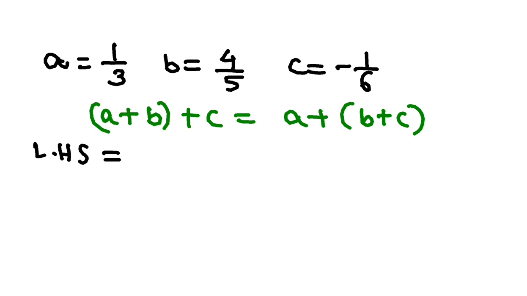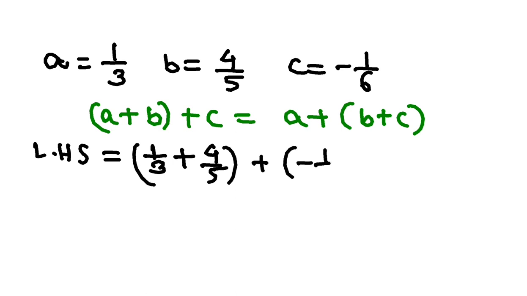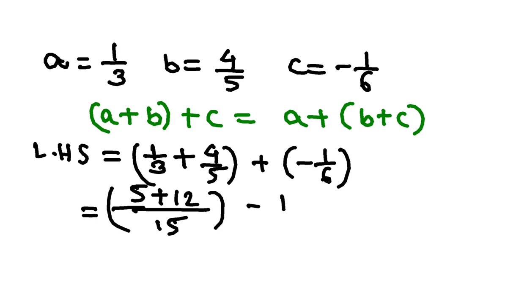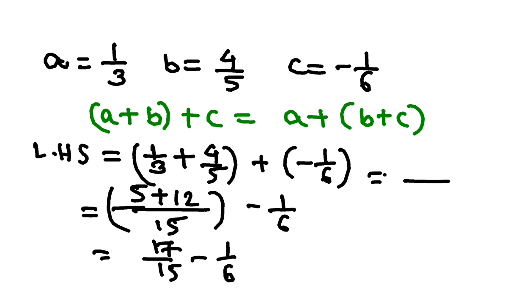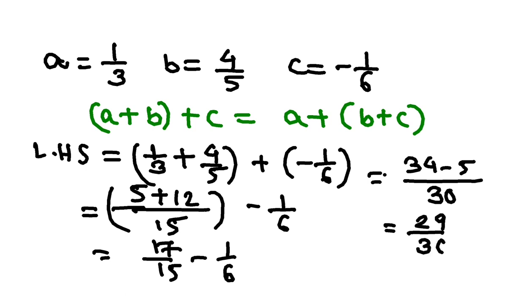So left hand side, a is 1 by 3, b is 4 by 5 in bracket, c is minus 1 by 6. 3 and 5 LCM is 15. You will have 5 plus 12 here, that is 17 by 15, minus 1 by 6. 15 and 6 LCM is 30. You will have 34 minus 5, which is 29 by 30. Okay, so my left hand side is 29 by 30.